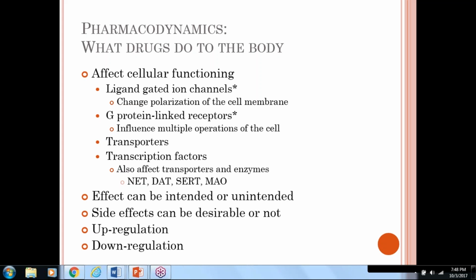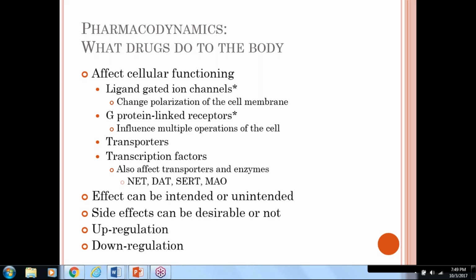Another way that the medicines we write affect psychiatric disease is affecting transporters, kind of that reuptake. We've talked about that before. It may block the reuptake of serotonin or of norepinephrine. All of our SSRIs and SNRIs, that's what they do.